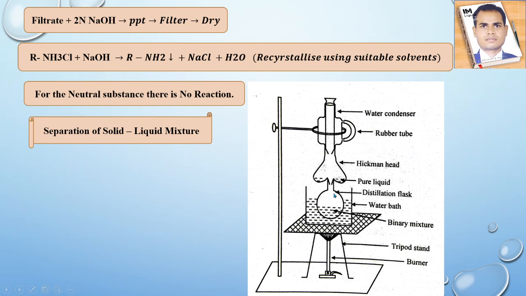After the heating, the liquid part will be collected here. That will be the pure liquid, and we can easily separate out the liquid and solid from the mixture. So the solid and liquid binary mixture you can take here, and after heating, the liquid will be collected in the Hickman head, and we can easily separate them out. So this separation is a very simple procedure.